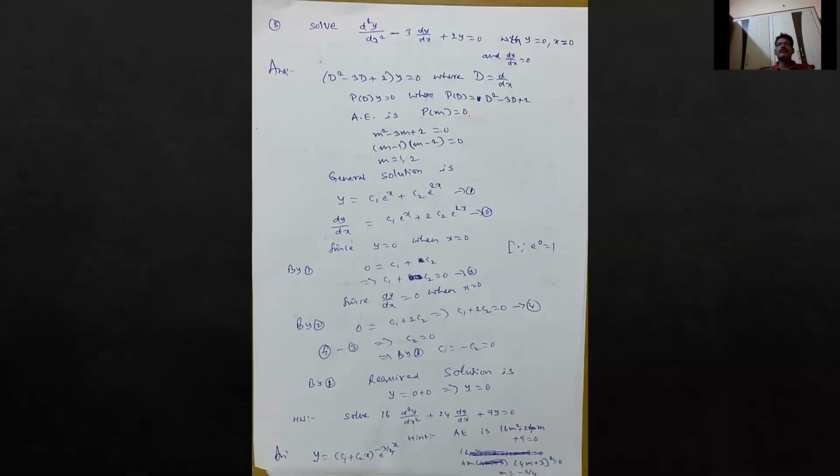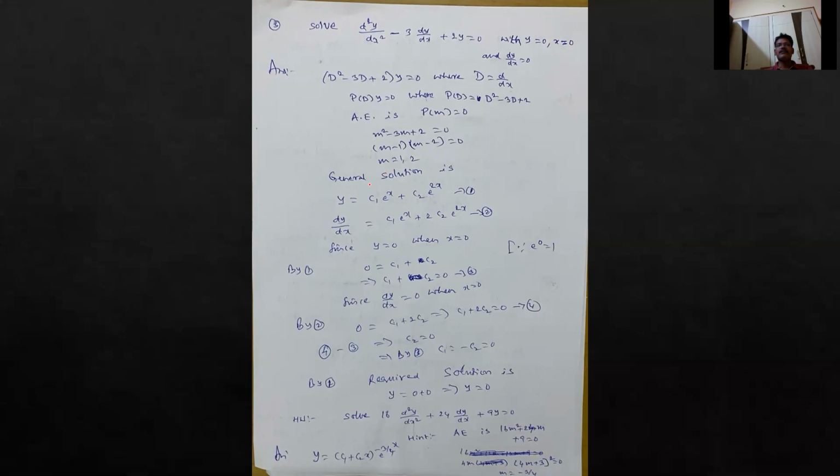So the auxiliary equation means P(m) equals 0. That is, just write D equal to m. What happens? m square minus 3m plus 2 is 0. So what are the roots? This can be written easily as 1 into 2: m minus 1 into m minus 2 is 0, because m square minus 2m minus m plus 2, that is minus 1 into minus 2. So this can be written as m minus 1 into m minus 2. Therefore, the roots are m equal to 1 and 2. These two are real and distinct.